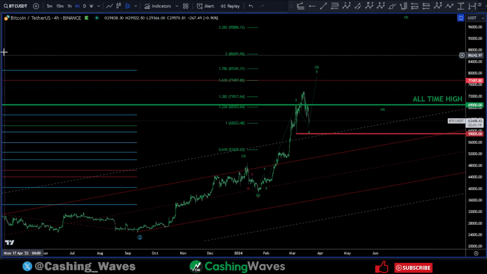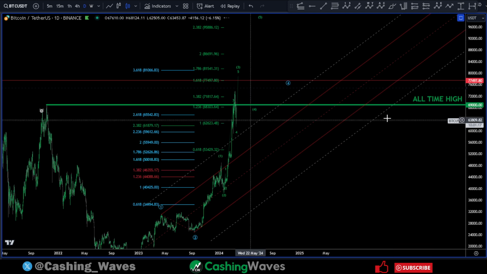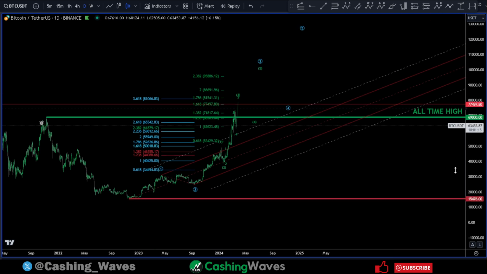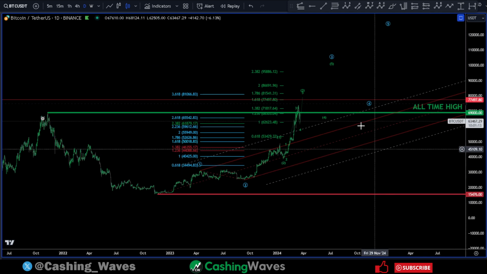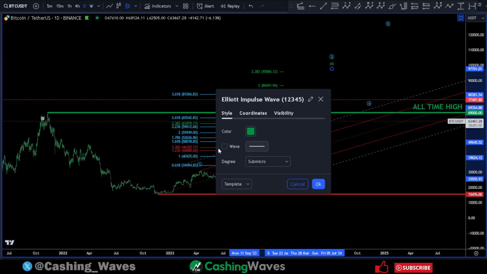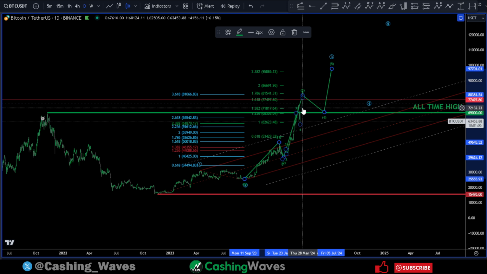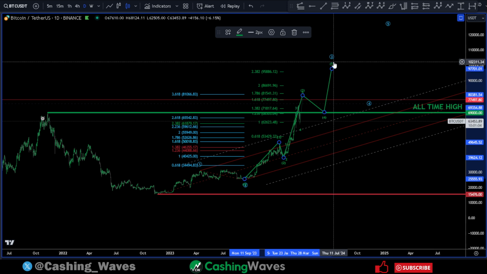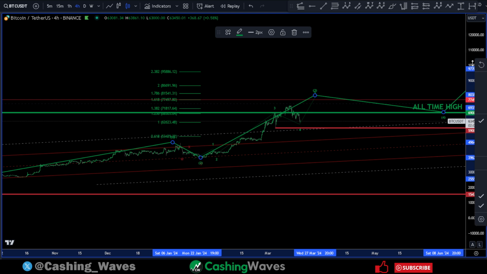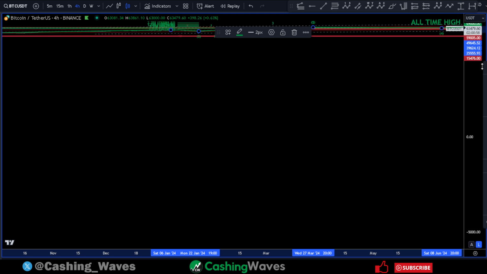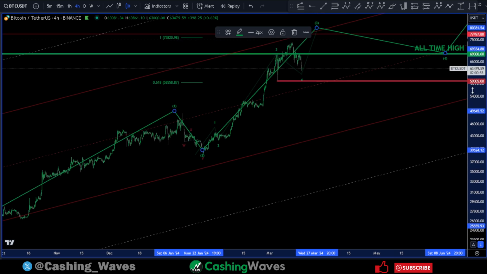Just to give you a larger viewpoint, let's go to the daily, just so you can see the path I'm talking about. We get that one more push up, and then we consolidate above all-time highs, and then push for our fifth of our third. But I need to consider the alternative as well, and I'll show you that now.